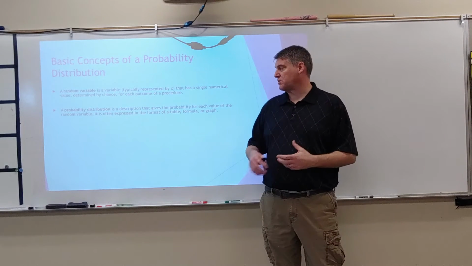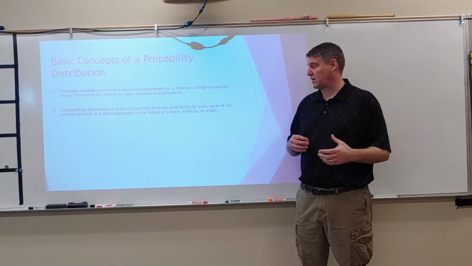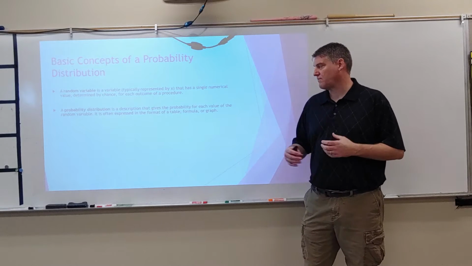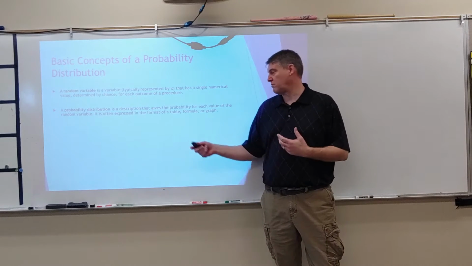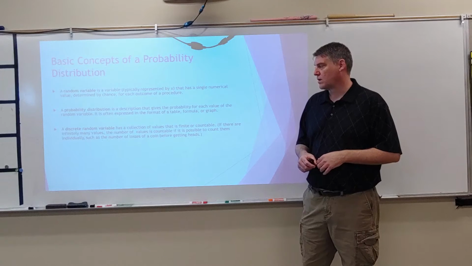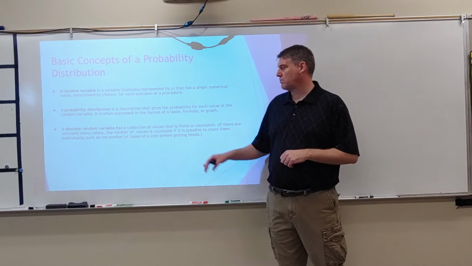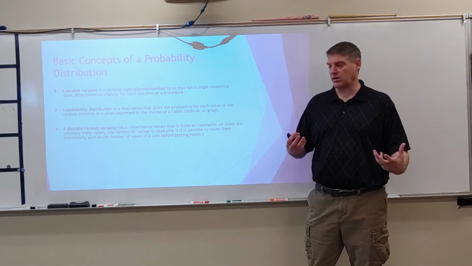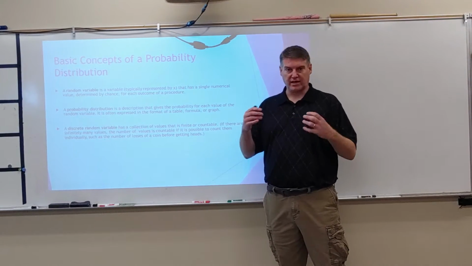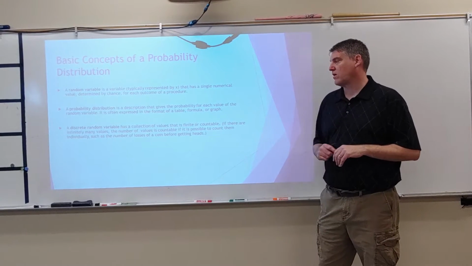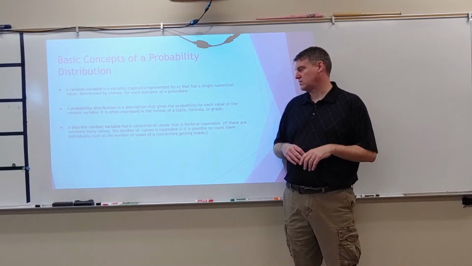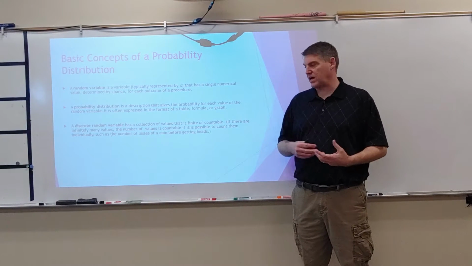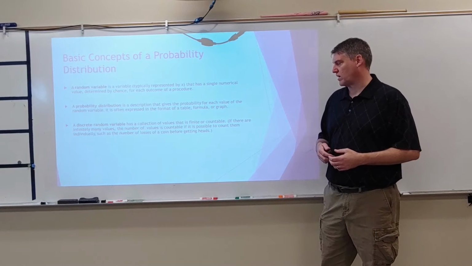A probability distribution is a description that gives the probability for each value of the random variable. It is often expressed in the format of a table, formula, or a graph. A discrete random variable has a collection of values that is finite or countable, right? So discrete just means that it's going to terminate. If there are infinitely many values, the number of values is countable if it is possible to count them individually, such as the number of tosses of a coin before getting heads.